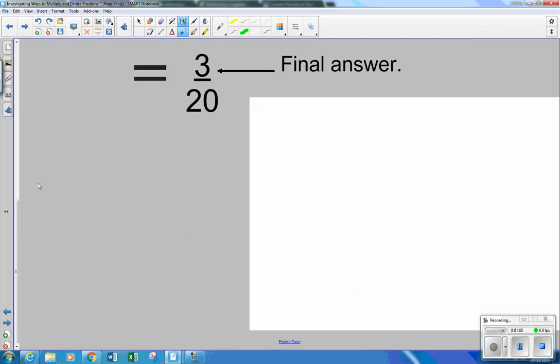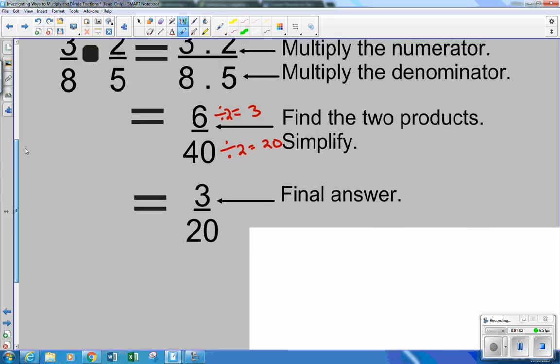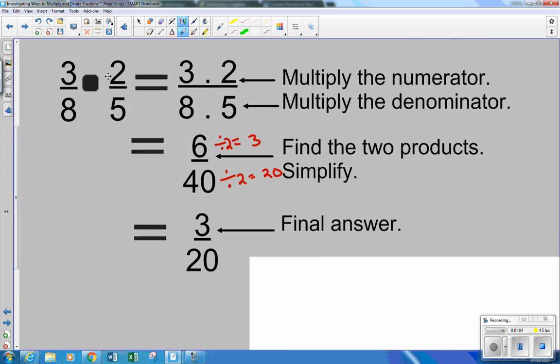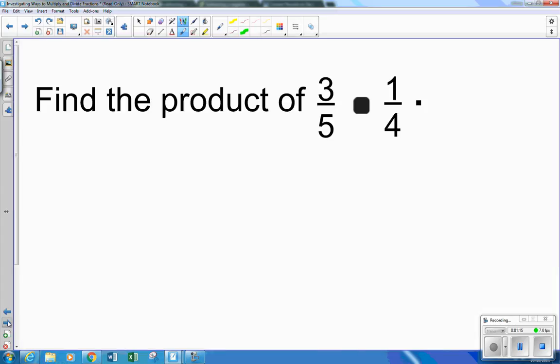There actually is an easier way to multiply going across, and we could cancel diagonally. The way we did this will give you the right answer, but we're going to look at one where we can simplify before we multiply. All right, let's look at this one here. Find the product of 2 over 10 times 4 over 5.